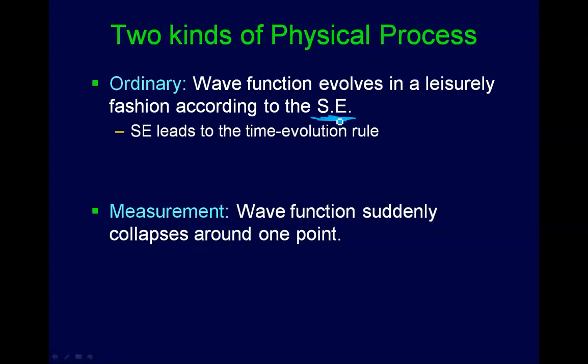Now we're going to see that this ordinary evolution will give us the time evolution rule. We can justify a little bit where the time evolution rule comes from when we go through and look further at the Schrodinger equation. But still there's this issue between these two ways that things can go forward.